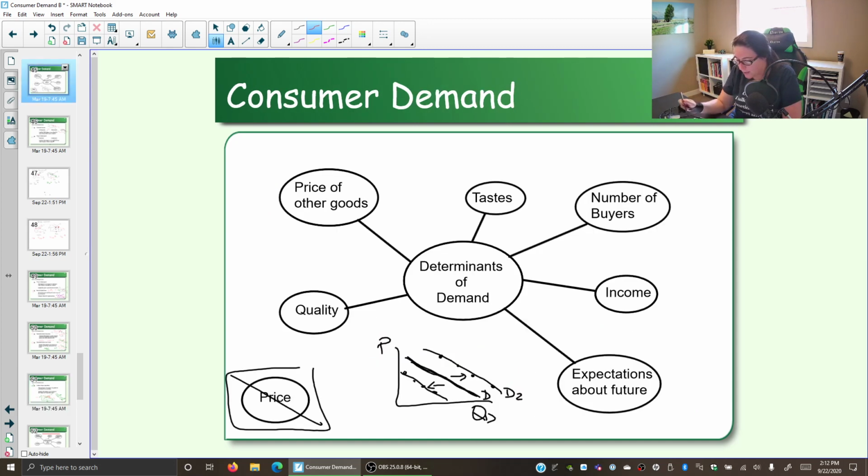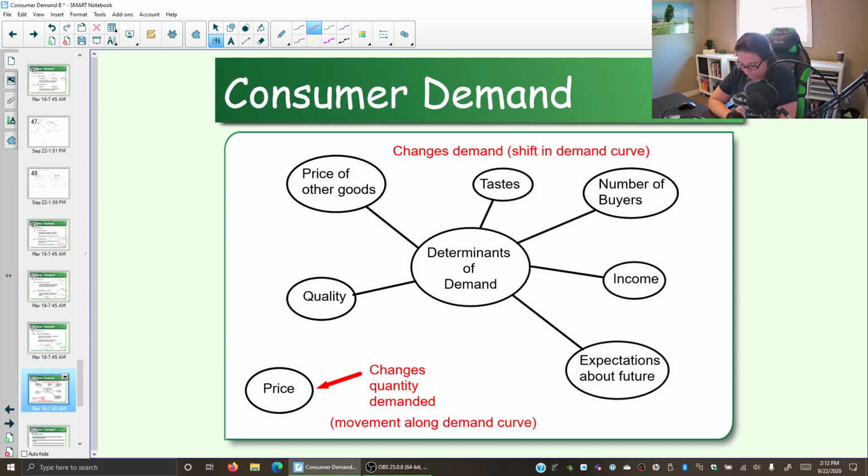So when we look at our determinants of demand, we have changes in tastes and preferences. We have changes in the number of buyers. We have changes in the prices of related goods. And we have changes in expectations about future prices and future income. But notice that the price of the good is not one of them. It's a movement along the demand curve, whereas the things we've just gone through shift the demand curve to the right or the left.